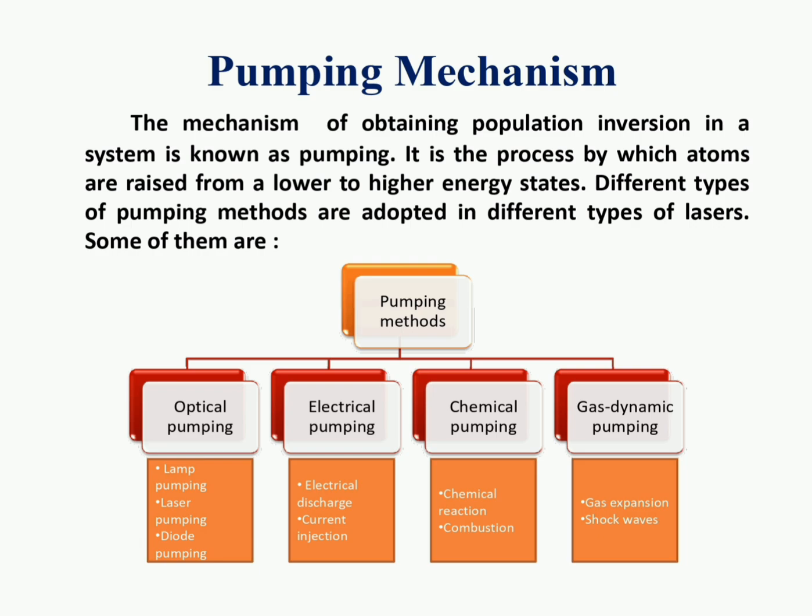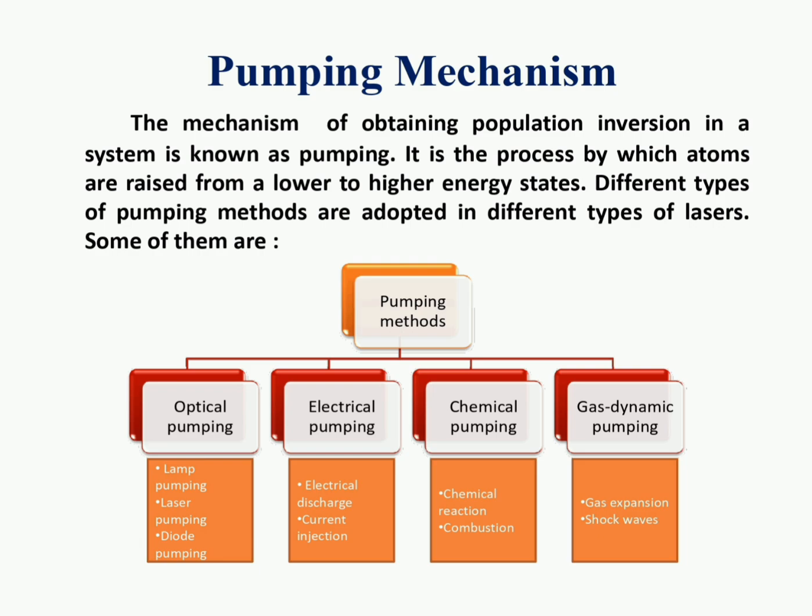In optical pumping, light, usually a flash lamp or another laser, is used to excite the atoms. For example, a flash lamp excites electrons in the medium to higher energy states, as in the ruby laser. In electrical pumping, an electric current or discharge is used to excite atoms. For example, in the helium neon laser, a high voltage excites helium atoms, which then transfer energy to neon atoms. So, the helium neon laser is an example of electrical pumping.